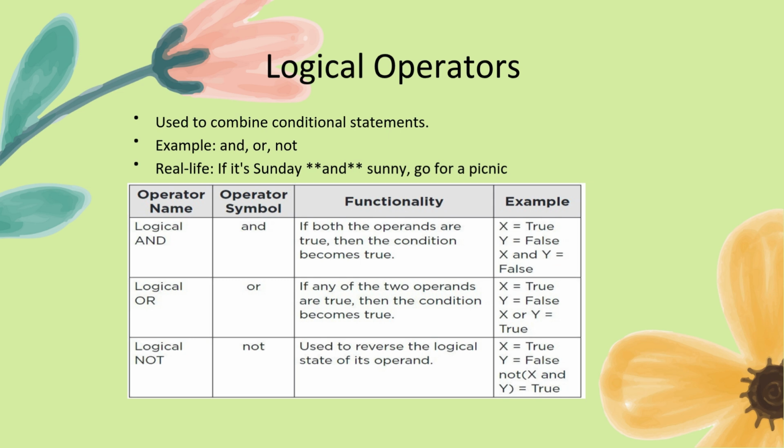NOT operator. This one flips the result. If a condition is true, using NOT makes it false and vice versa. It's like saying, I will eat outside only if I am not tired. So if you are tired, the condition fails. If you are not tired, it succeeds. In Python, NOT helps you reverse a condition, which can be super useful for validations or filtering logic.